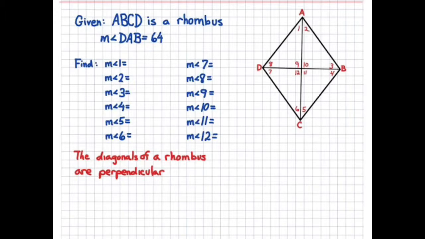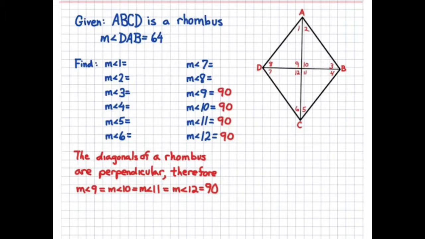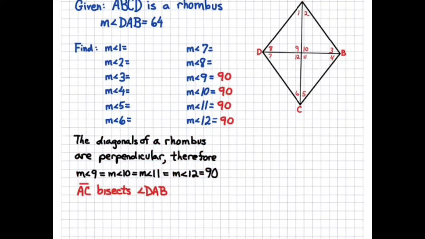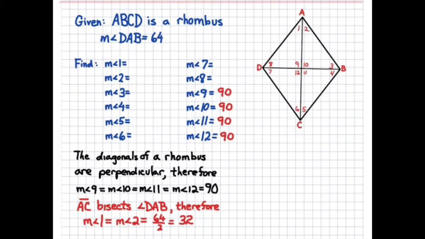When you have a rhombus, the diagonals of the rhombus are perpendicular. That makes angles 9 through 12 equal to 90. And if the angle at the top is being bisected, that makes angles 1 and 2 each equal to 32.